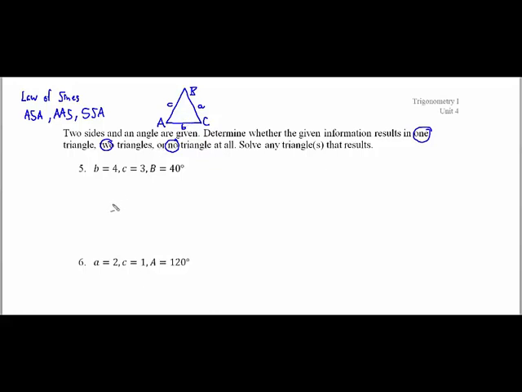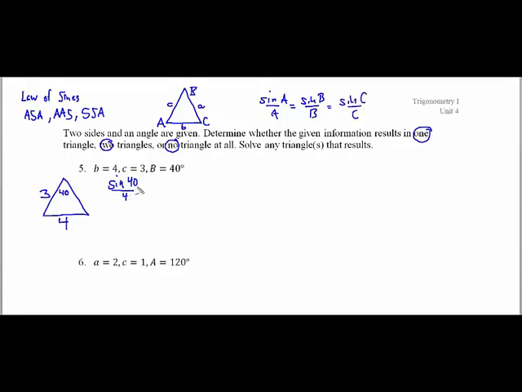So when I draw the triangle for the first time, like in problem 5, I'm going to just put what I know here: my letter B side length is 4, and letter C side length is 3, and my B angle is going to be 40 degrees. Now, the two that are across from each other set up my relationship there. That's my first part of the law of sines. And as a review, the law of sines is sine A over a equals sine B over b, and is equal to sine C over c.